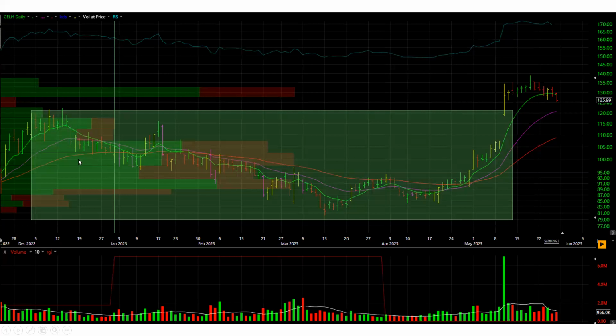And here's CELH on the daily. You can see it was building quite nicely up. A lot of strength started to come in, volume picked up. So definitely a strong accumulation build-up before the earnings report took place.